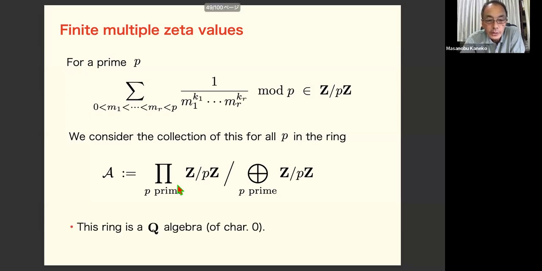So what is nice here is this is a ring with component-wise addition and multiplication, but not only a ring, this is a Q-algebra. So rational numbers can be embedded diagonally into this ring A. So this is a characteristic 0 ring, a Q-algebra, a Q-vector space.